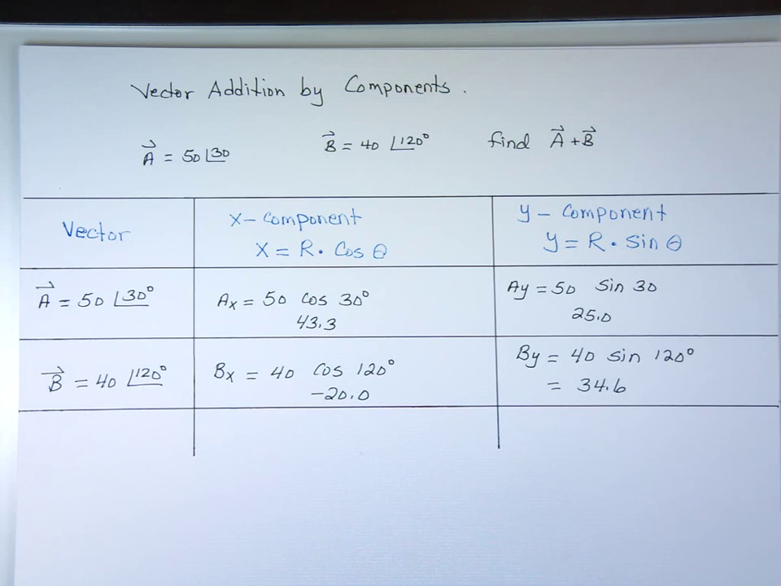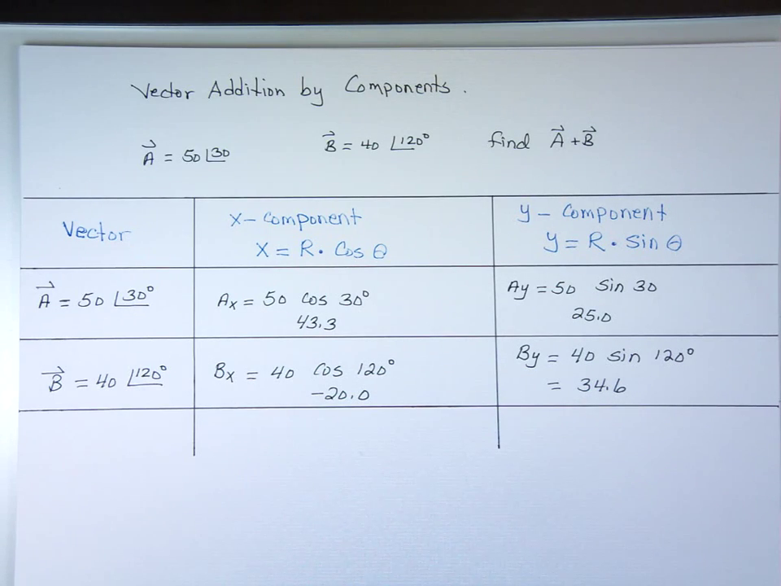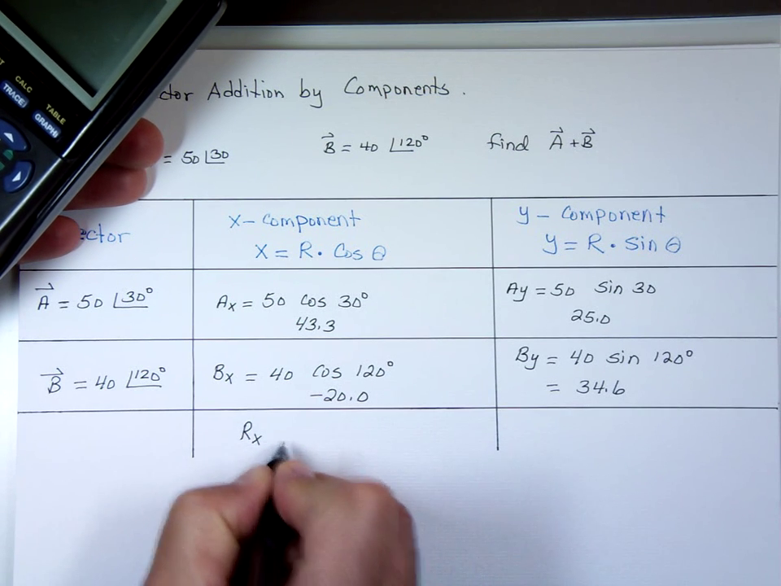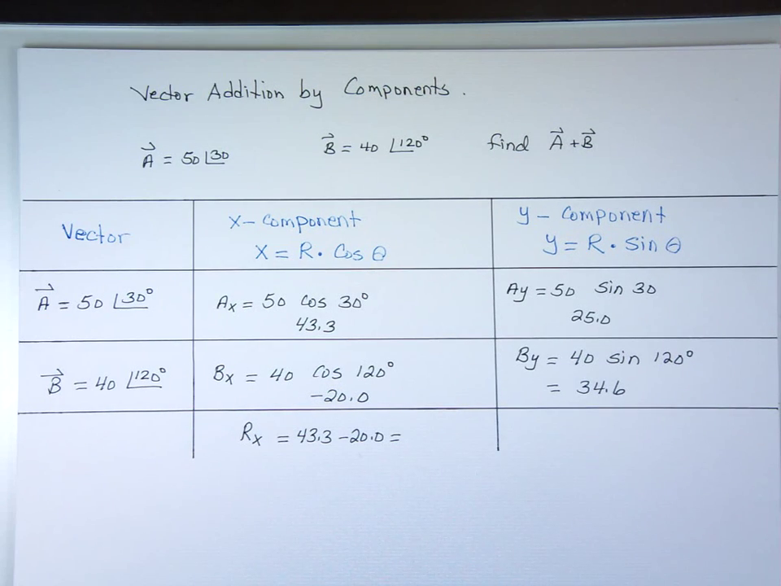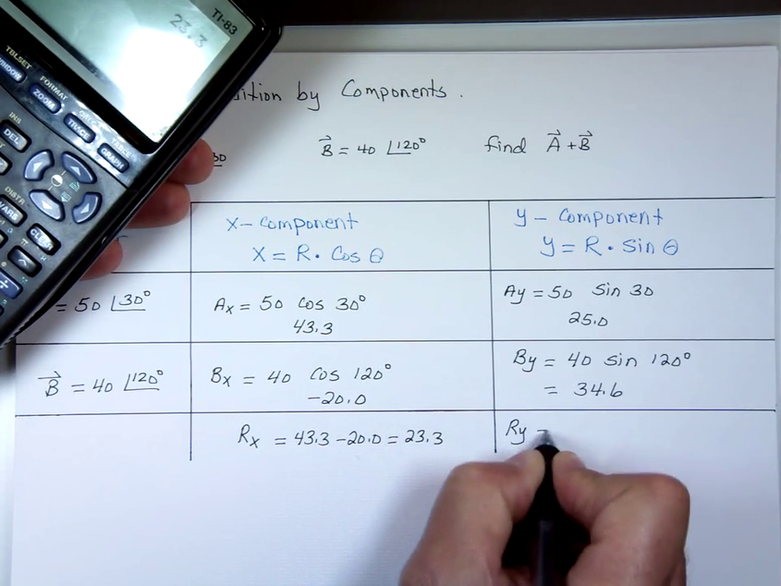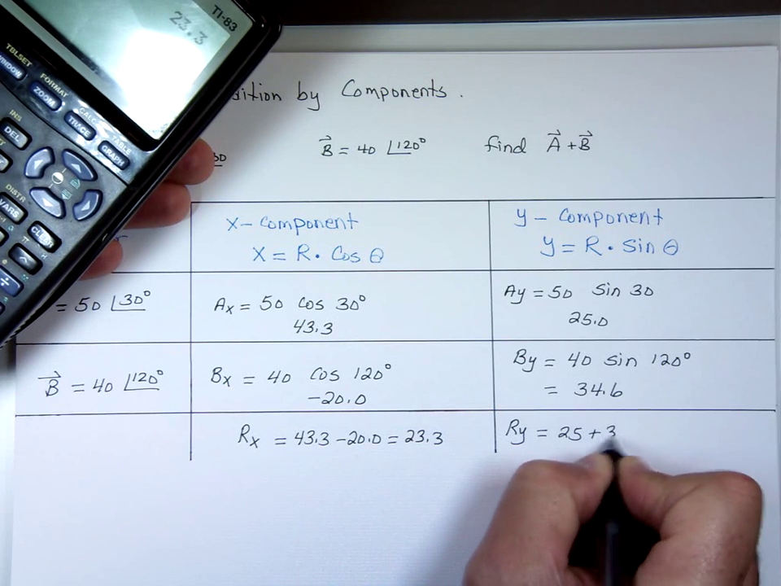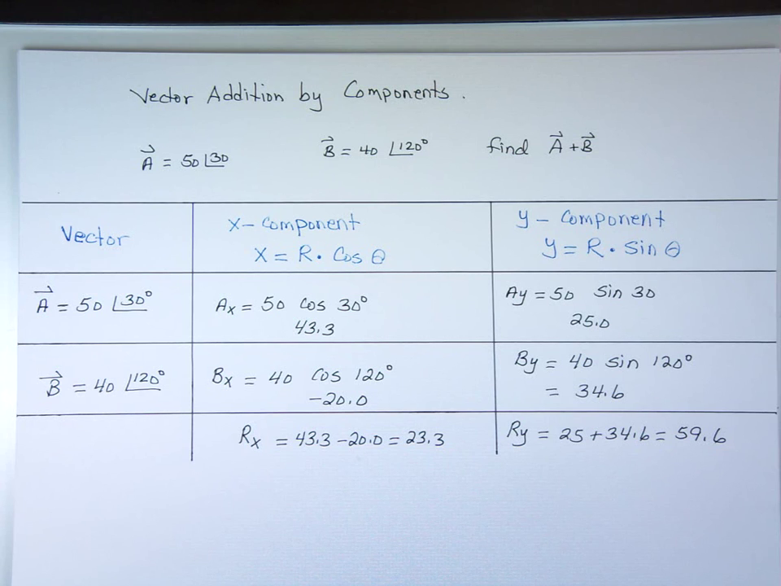Now, I'm going to take the two x values and add them, and the two y values and add them. So the x values, I'm going to call the result in the x direction, is going to be 43.3 minus the 20.0, 23.3. The result in the y direction is going to be what? 25 plus 34.6. Is it 59.6? So now you have the answer in the x direction, you get the answer in the y direction.